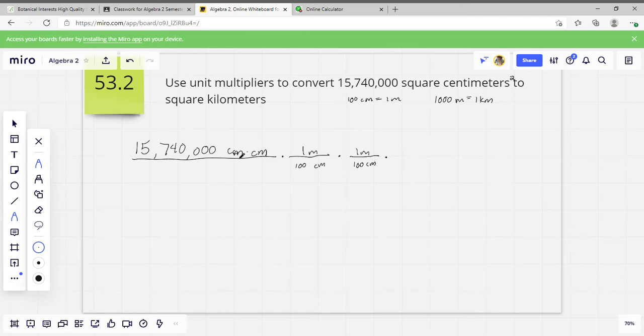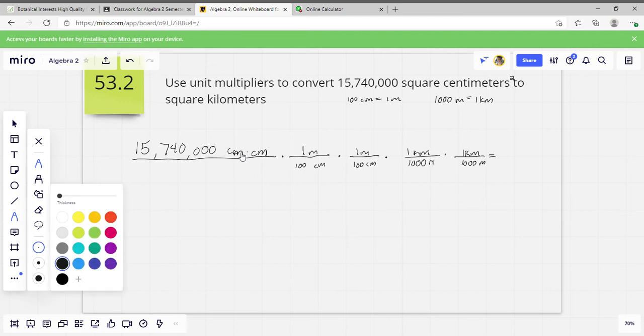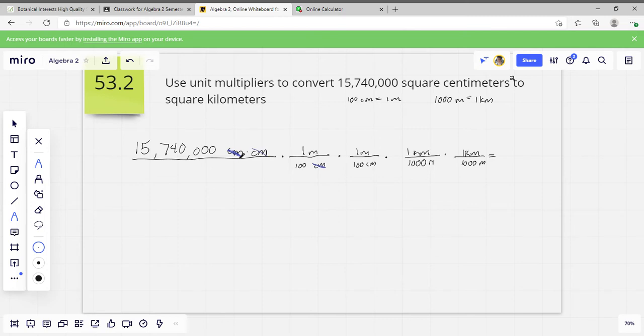And then we got to get rid of these meters. We have 2 of those. So 1,000 meters is 1 kilometer. And then we have to do it again. 1,000 meters is 1 kilometer. Alright, now we can cancel our units. So centimeters cancels out this centimeters, and that one cancels that one. Then meter cancels meter, and meter cancels meter. Now we're left with kilometers twice.